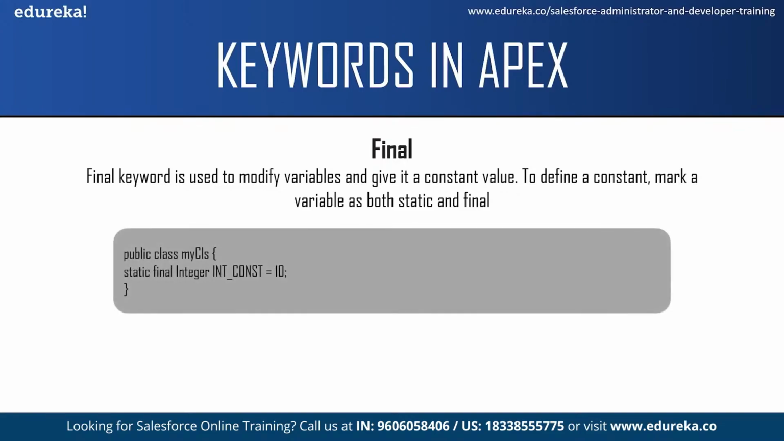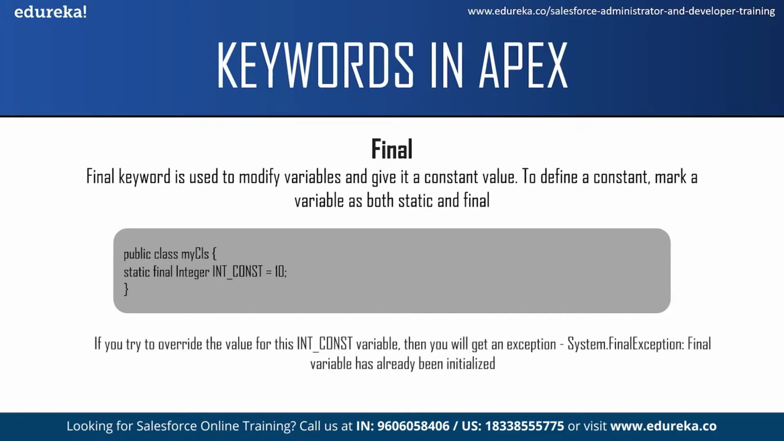Now here is an example for the final keyword. Here you see we have used both the keywords static and final, and we use the integer data type, and int constant is the variable, and we have initialized the value to 10. Now this int constant variable value will be 10 throughout the program. If you try to override the value for this int constant variable, then you will get an exception, system final exception, final variable has already been initialized. So this was about the final keyword in Apex.